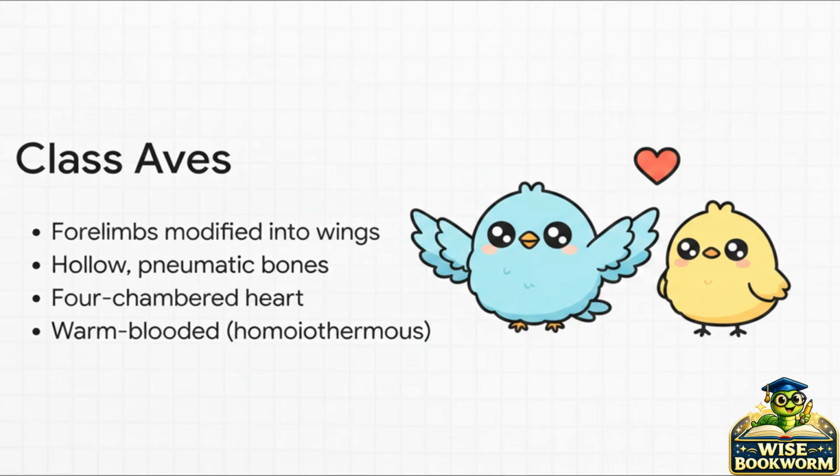Now, to take to the skies, Class Aves required some extreme biological engineering. Their forelimbs transformed into feather-covered wings, and their bones became pneumatic, meaning they're hollow, to drastically cut down on weight. Powering this kind of flight requires immense energy. That's exactly why birds boast a highly efficient 4-chambered heart and homeothermy. They are warm-blooded, maintaining a constant internal furnace to fuel their superactive lifestyles.